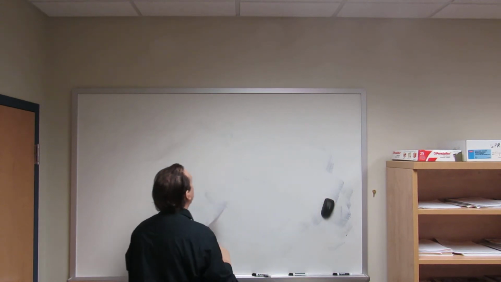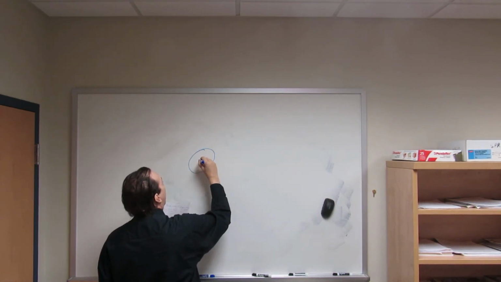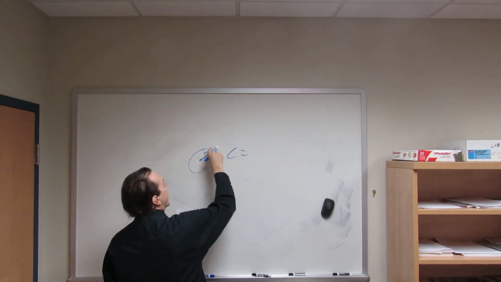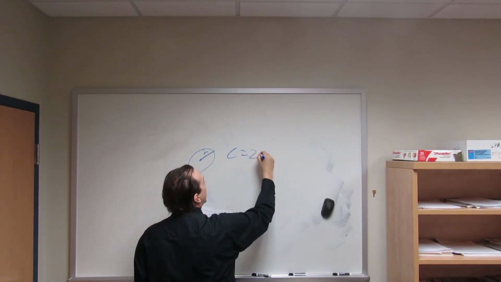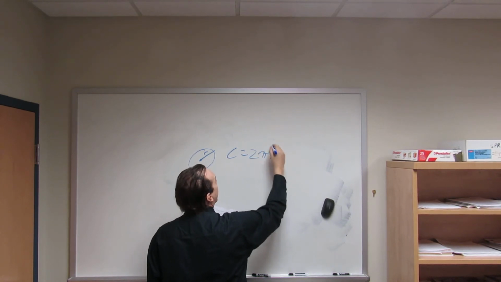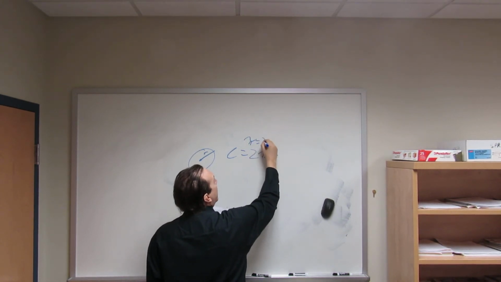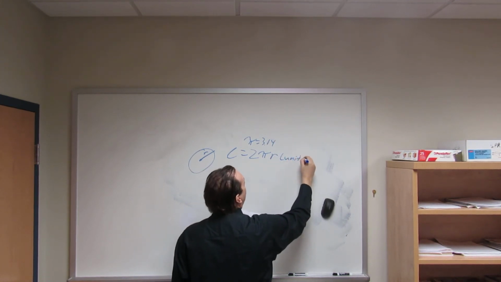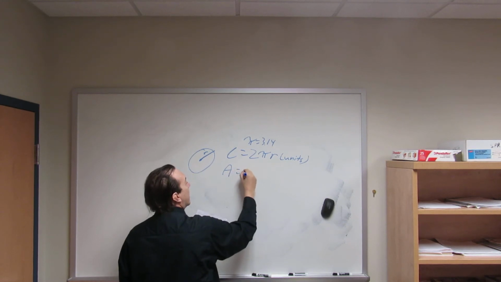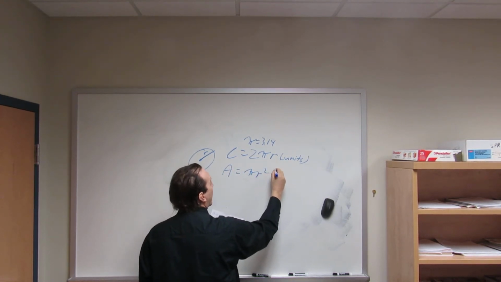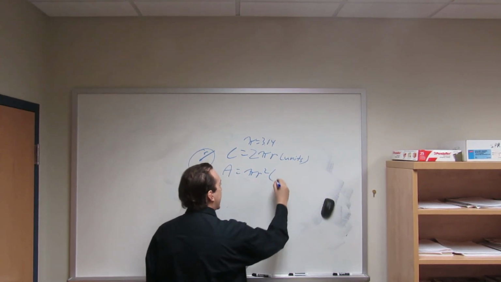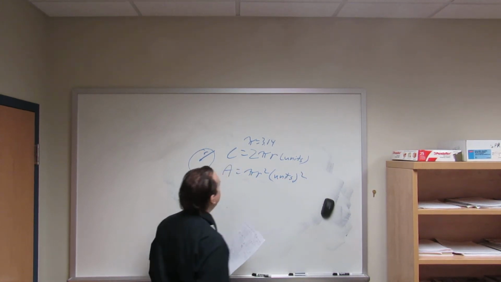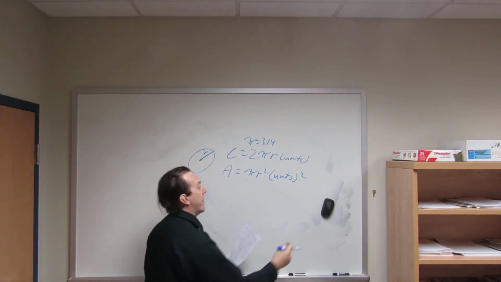For a circle, this would be the radius. The circumference is around the circle, so it's 2 times pi times r. Pi is 3.14, and this is in units. Area is pi r squared, and that's in units squared. So make sure you get the units right.